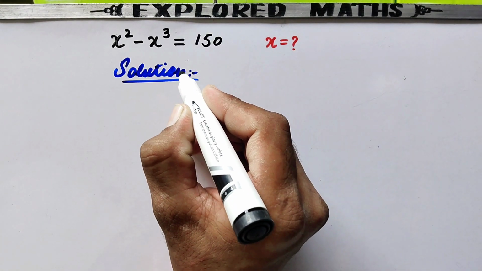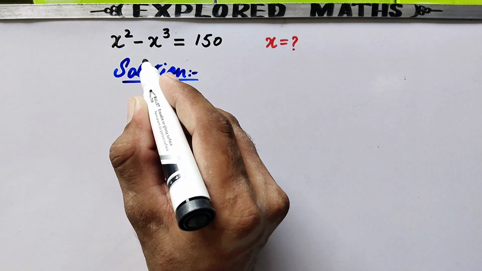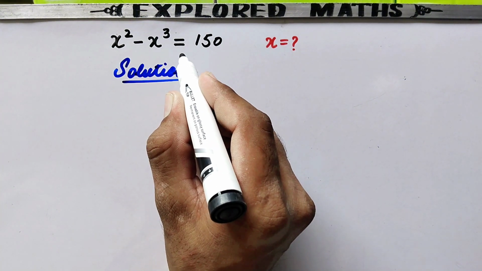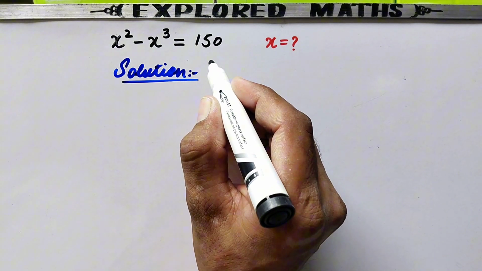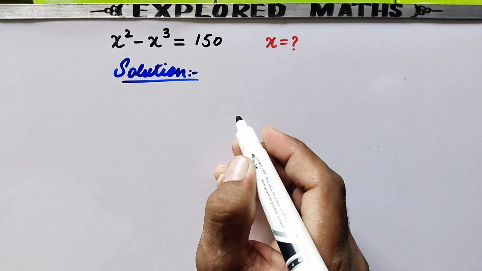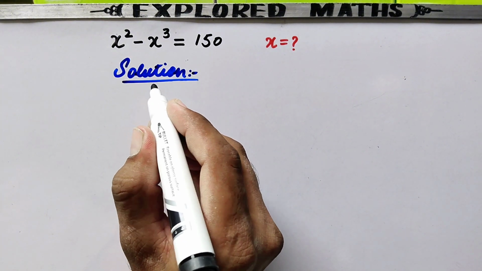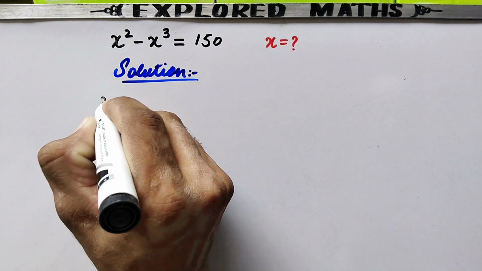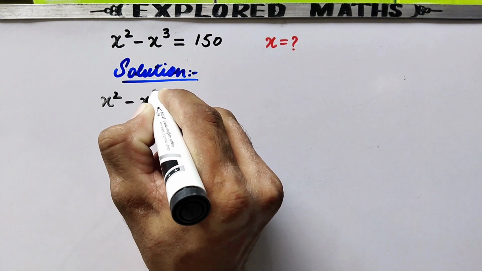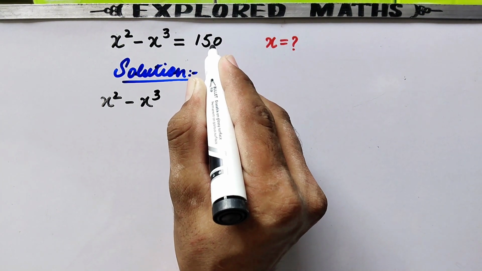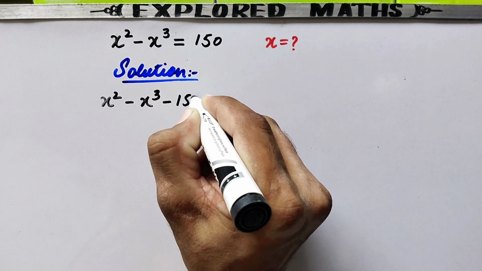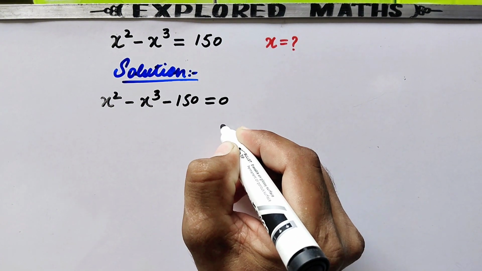In this video we are going to solve a very nice algebra problem. Here we have x square minus x cube is equal to 150. Then what is the value of x? So let us see its solution, and here in the first step we will write it in this way: x square minus x cube. Taking this value also to the left hand side, it will be minus 150 equal to 0.